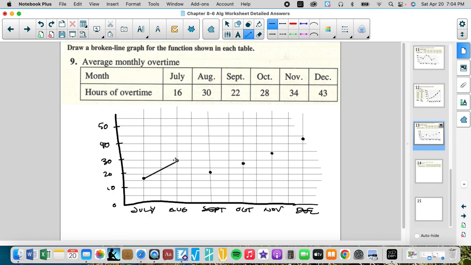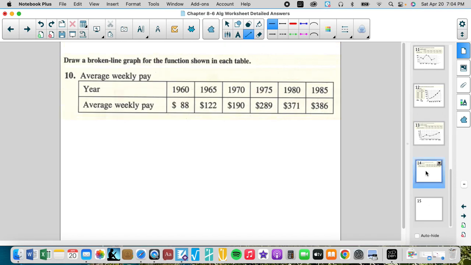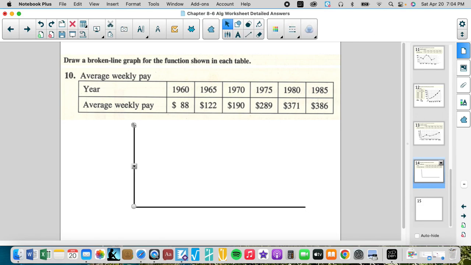So connect, connect, connect, connect. I'm surprised that many overtime hours in the summer. Typically people want to take a vacation. How fun is this? This is pretty fun though. Oh, we could use straight lines to make our graphs. That wouldn't be the worst thing.